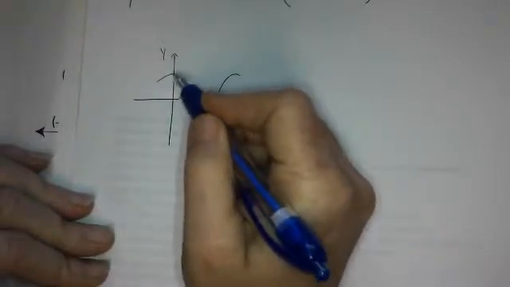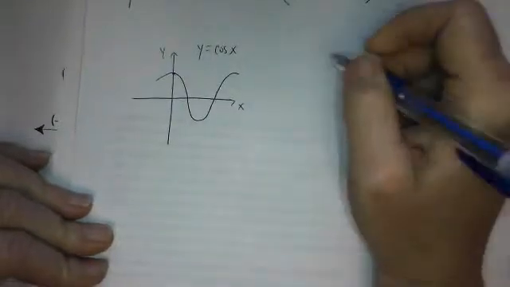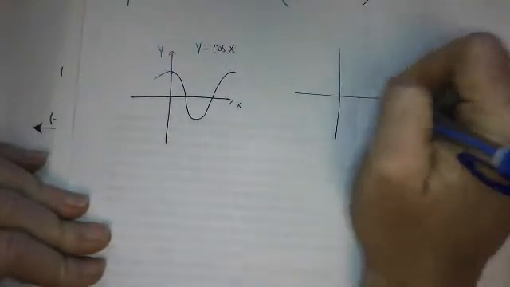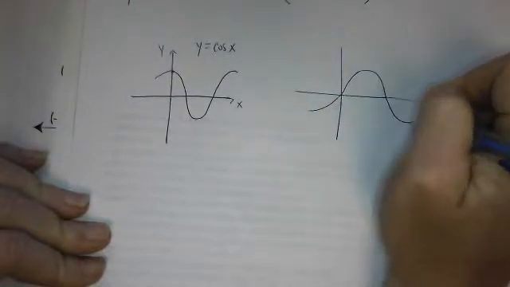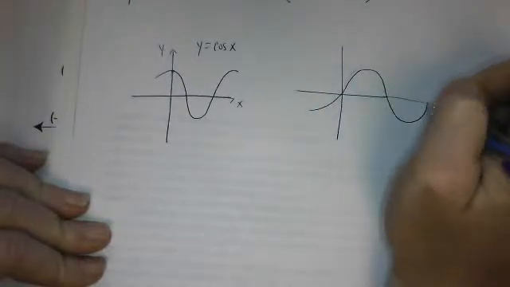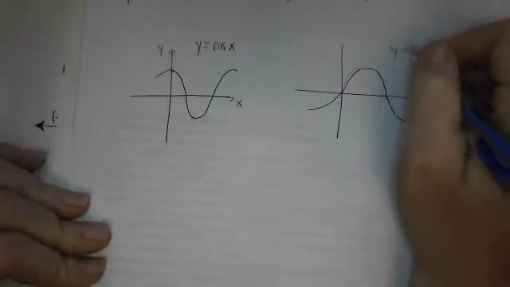In other words, the graph doesn't pass through the origin or through the midline. This is cosine. Sin x is different. Sin x would go like this, right? Sin x, this is y equals sin x.